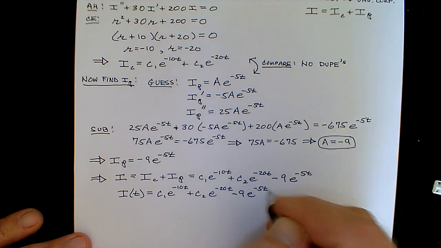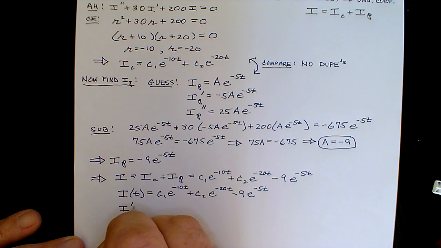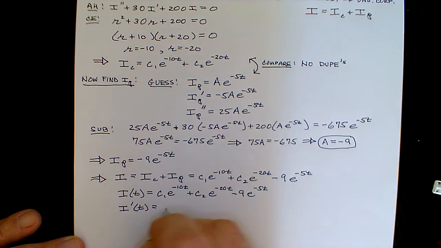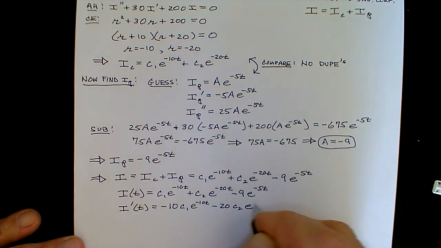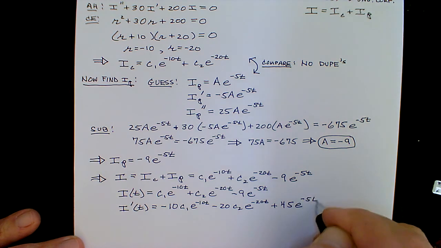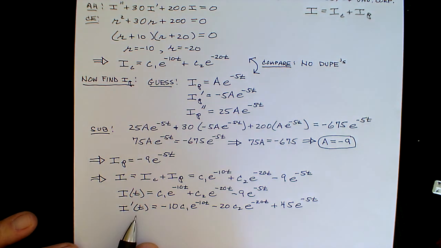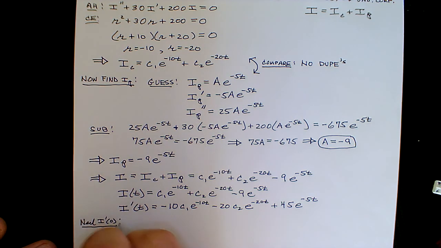And we're going to have to use the initial conditions to find C1 and C2, which not only requires us to find I prime of t in general, which would be negative 10 C1 e to the negative 10t minus 20 C2 e to the negative 20t, and then plus 45 e to the negative 5t, but it requires us to find I prime of 0. So at this point, we need I prime of 0.